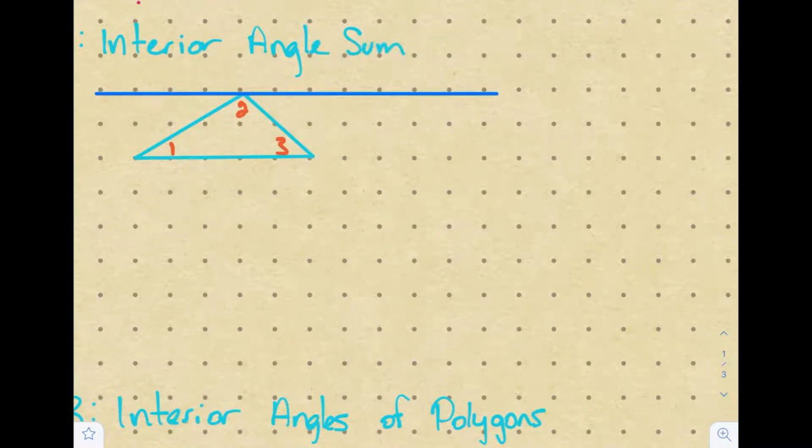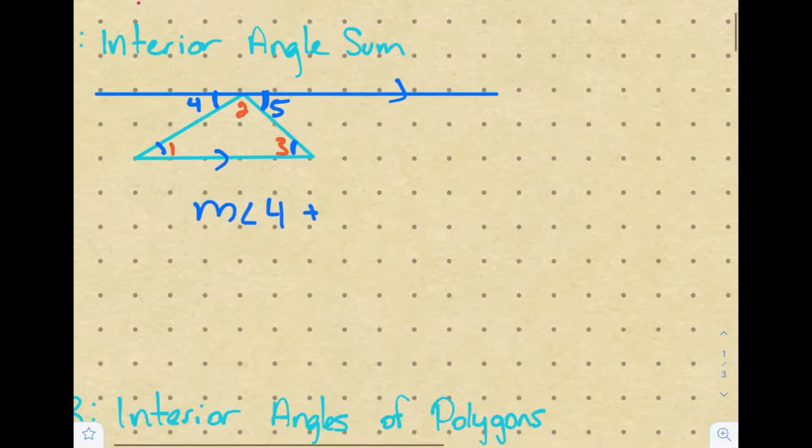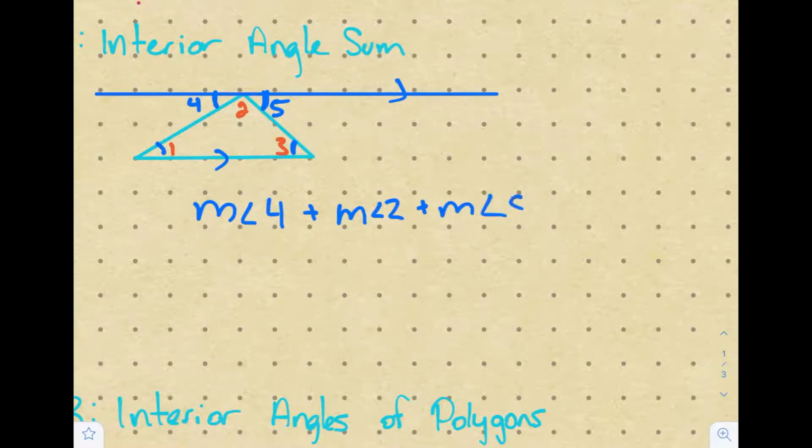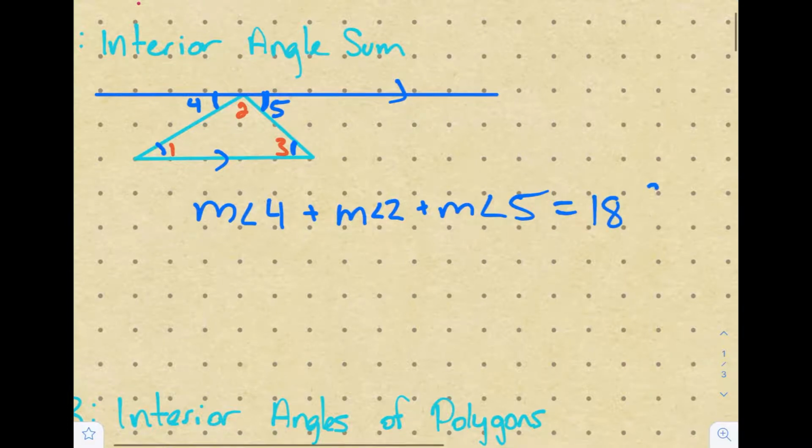And here's why. Because these two lines are parallel, that means this angle right here, let's call it angle 4, is alternate interior and congruent to angle 1. And this angle, let's call it angle 5, is alternate interior to angle 3. So those are also congruent. Because angle 4, angle 2, and angle 5 form a straight line, the sum of those three angles must be 180 degrees.